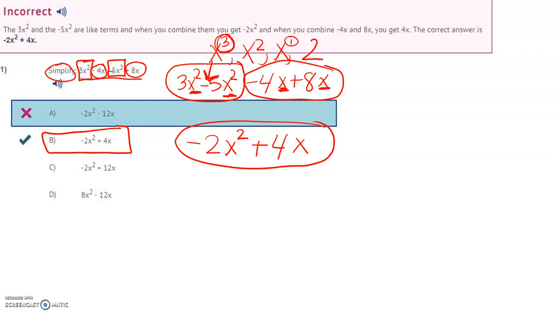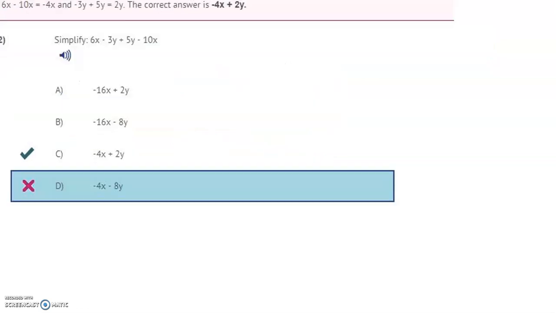Drawing and circling around your like terms using shapes is really helpful. It helps you to stay organized. So that's just a tip for you when you're doing your homework. I would write your problems out on paper. That way you can solve it and then find the correct answer.